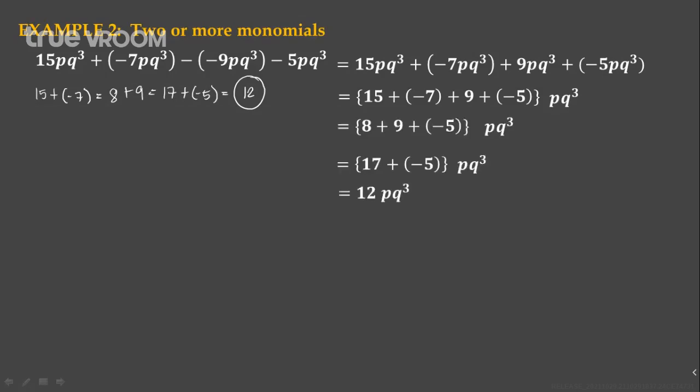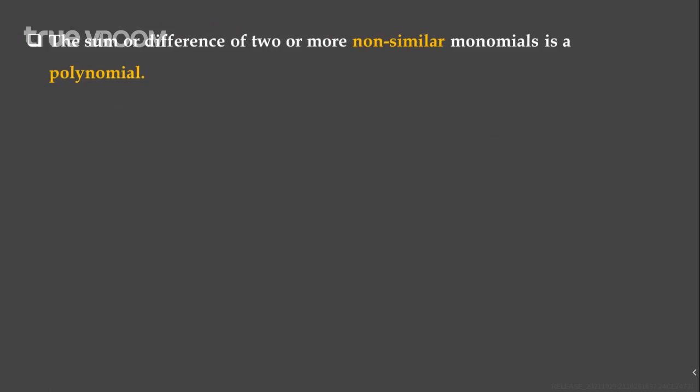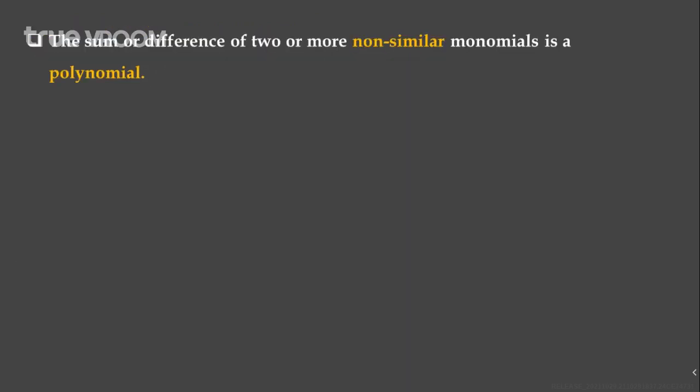So 12 PQ cube. Therefore, 15 PQ cube plus negative PQ cube minus negative 9 PQ cube minus 5 PQ cube is equal to 12 PQ cube. Do you understand, everybody? Students, do you understand how to add and subtract monomials? Yes, all right.